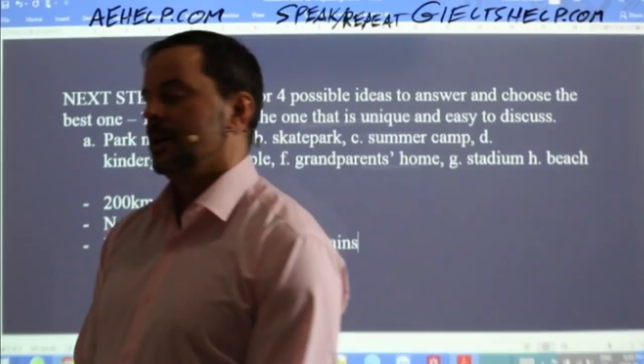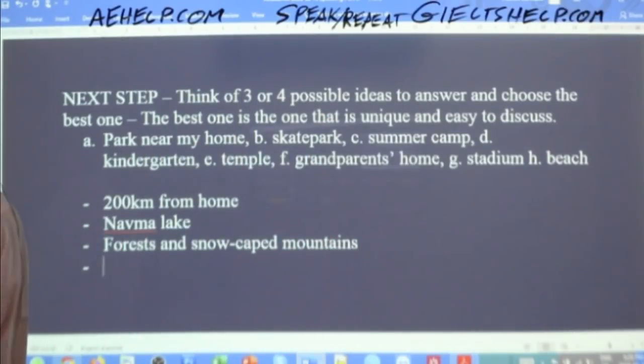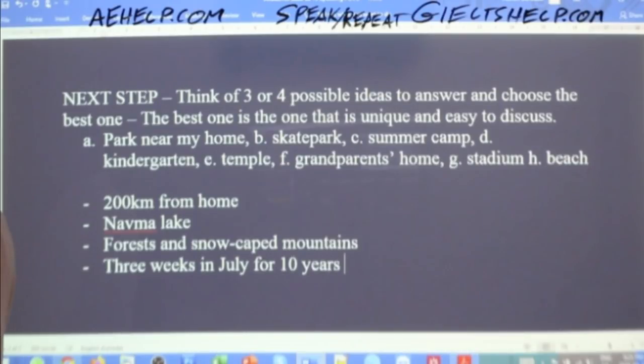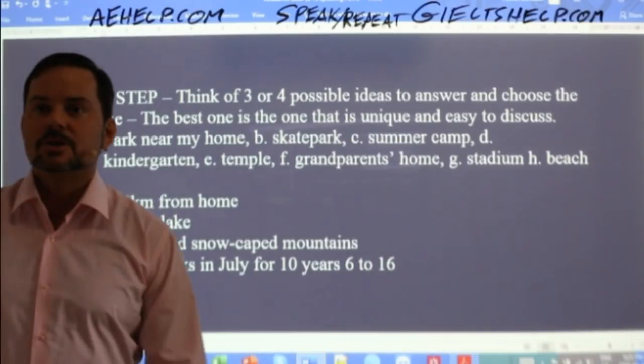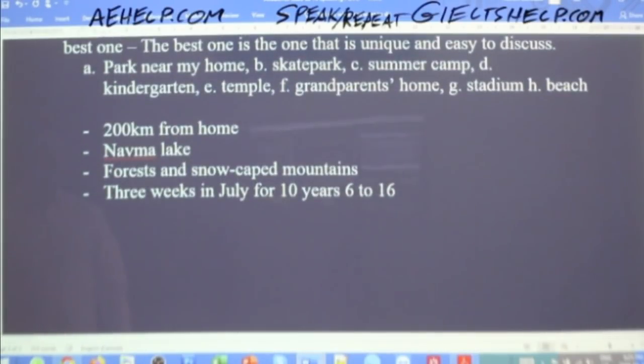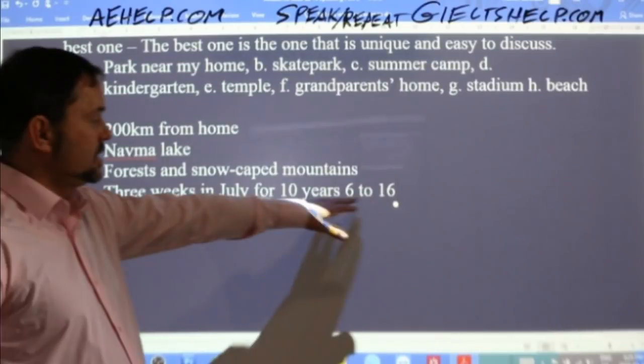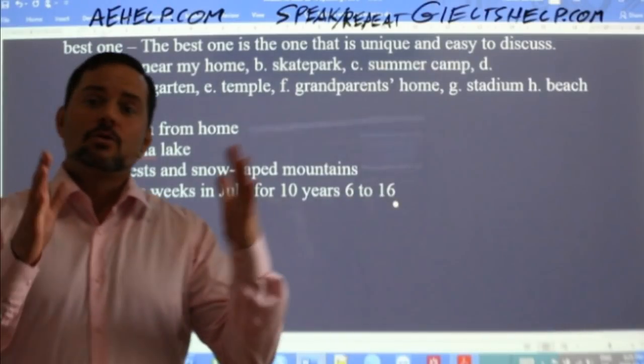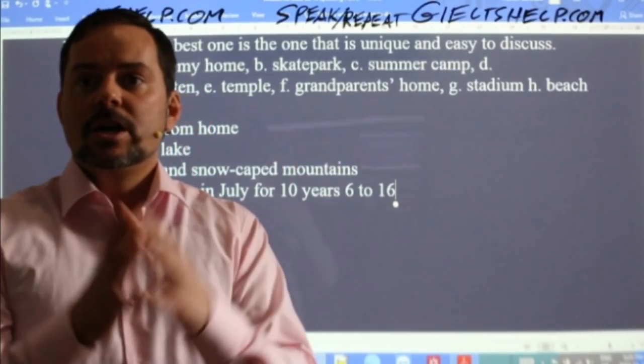So Carolina is saying when. So 3 weeks in July. So all of this could be usable. So I'll just take July there, Carolina, and we can say 3 weeks in July for 10 years, 6 to 16. So age 6 to 16, okay? Again, of course, shorten your notes as much as possible.